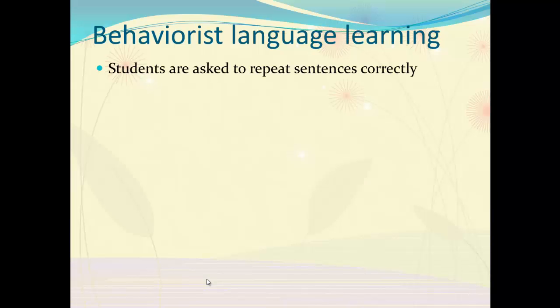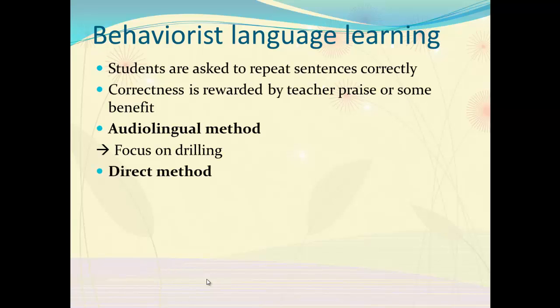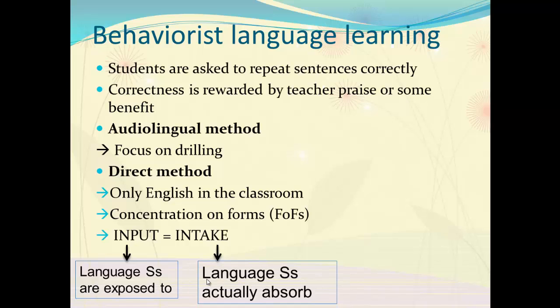In the behaviorist theory, students are asked to repeat sentences correctly. Correctness is rewarded by teacher praise or some benefits. From behaviorist theory, many teaching methods appeared after that, like the audiolingual method or direct method.